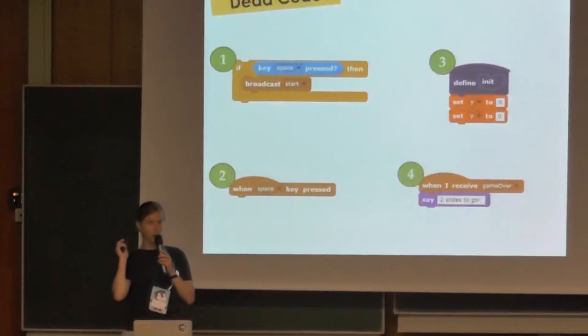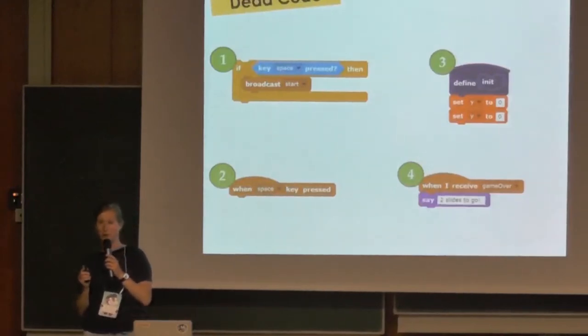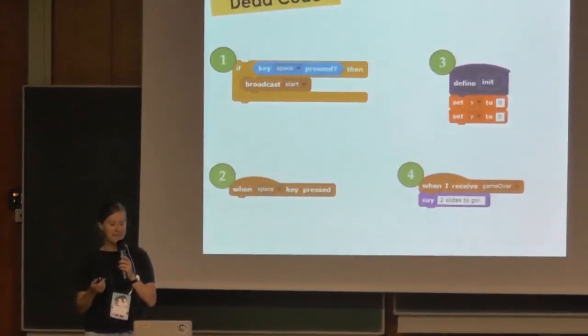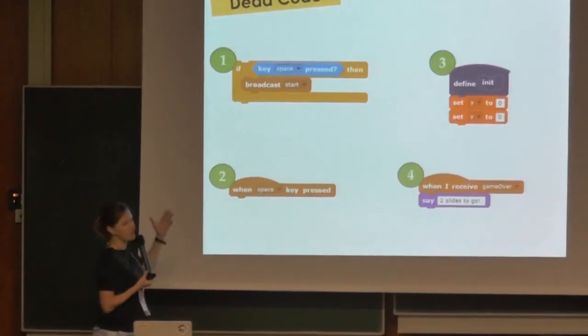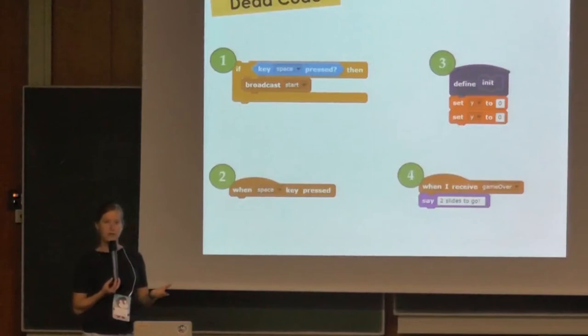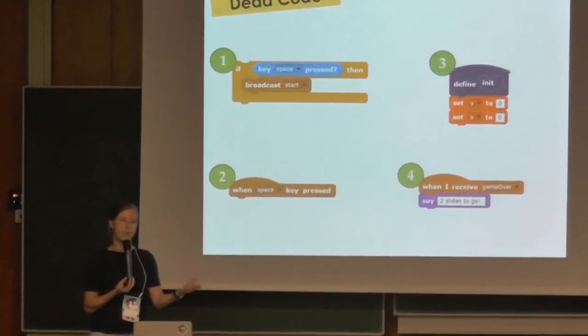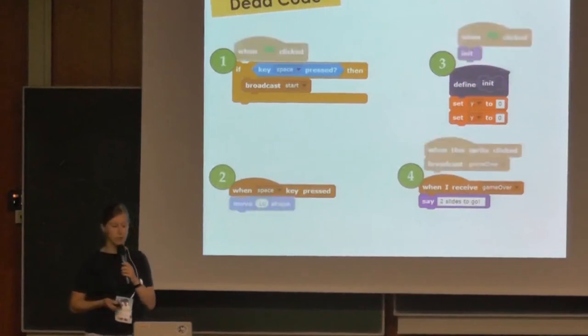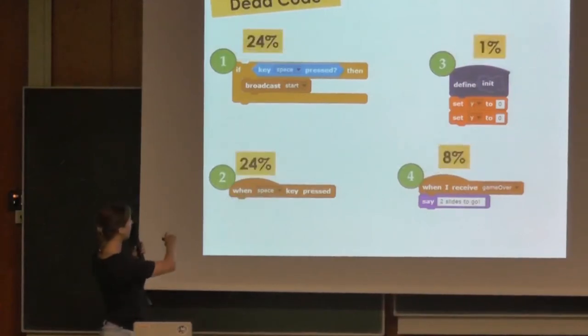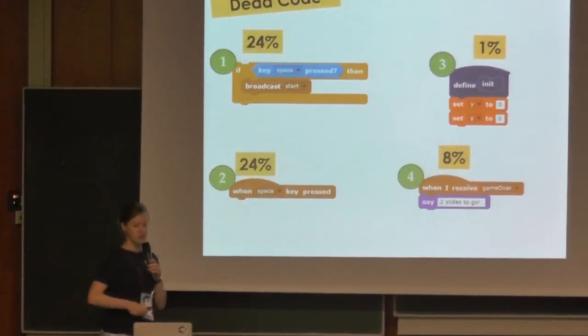A final code smell we looked at is dead code. So that's code in a project that's never invoked if you click the green flag, which is, we know from professional developers, often equated with bugs because it confuses your understanding of the program. Dead code is quite common, especially blocks like this that don't have a trigger or triggers without stacks.